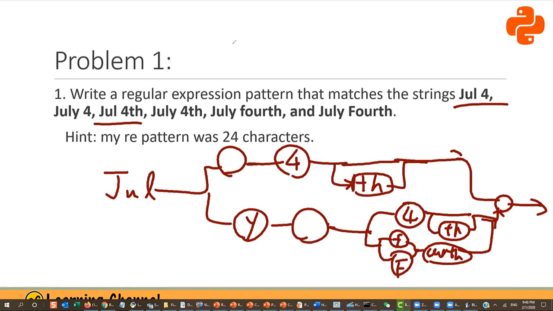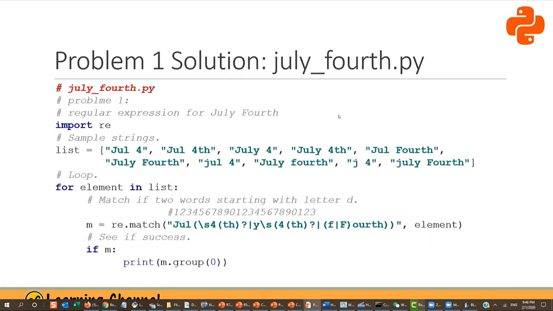Yeah, I'm almost done. So that's the way we do it, and you need to write this in a regular expression. So let's see. July, then a space, 4, then TH with a question mark, so TH 0 or 1 times. Or Y space, Y's. This one is the same as what I said.